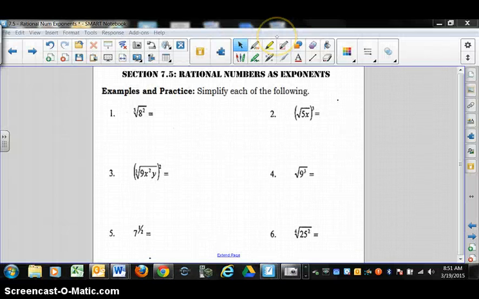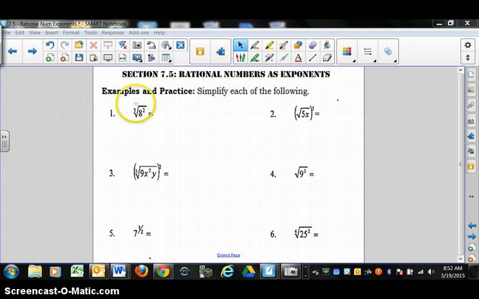Pause. Alright, so let's practice a little bit, see which technique or which rule or formula or process we want to follow. So you can see we have examples in practice. We're going to try and simplify. Sometimes by simplify it means to rewrite just with a fractional exponent, or to rewrite in the radical. So going back and forth between the two forms is sometimes a form of simplifying as well.